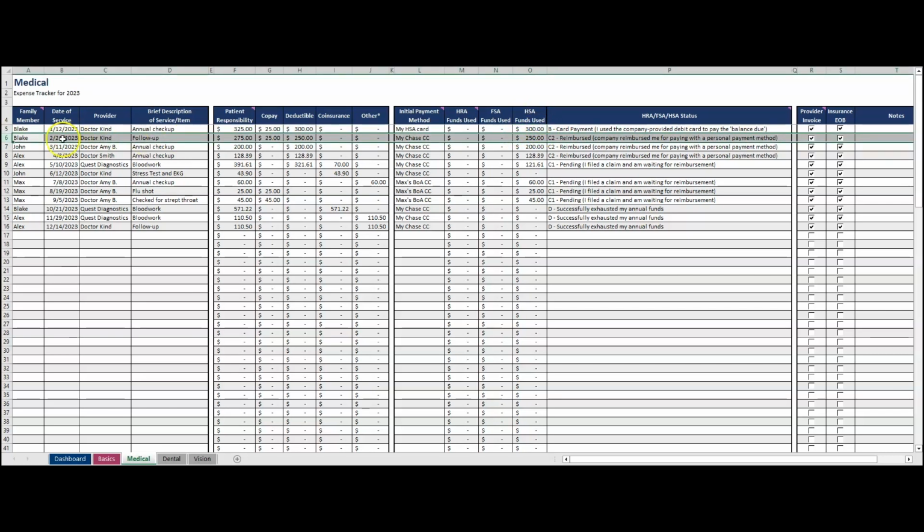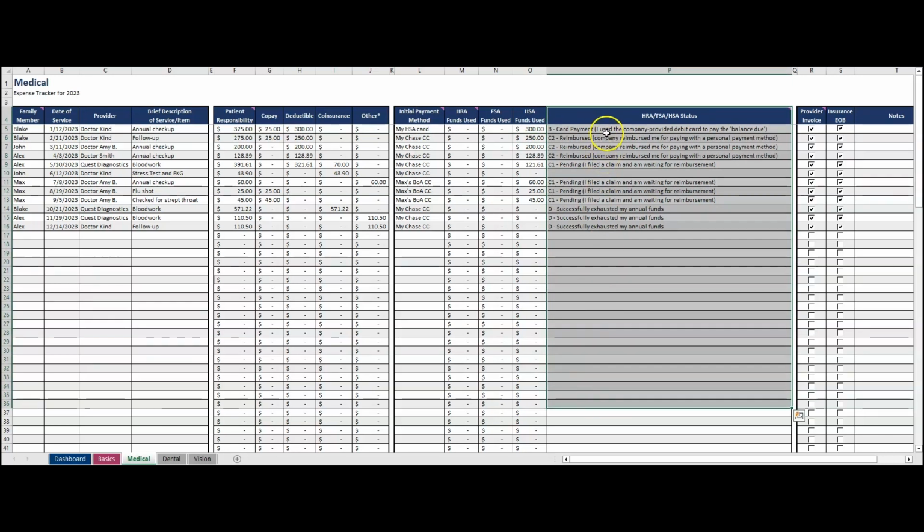Similarly, in the next one, Blake went to Dr. Kind for a follow-up, incurred $275 of expenses, 25 of which were copay and 250 were deductible expenses. But they didn't have the HSA card on them, so they instead used their Chase credit card to pay for the amount owed. But you still want to use your HSA funds to ultimately pay for this expense. So you would write $250 in this column.